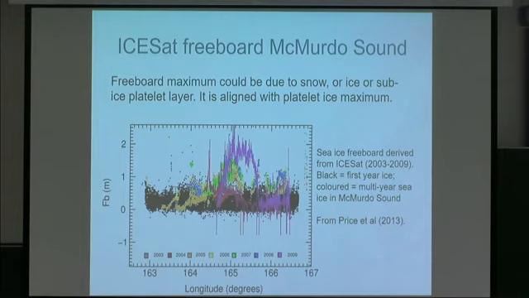So this is some evidence. Without any other evidence, we can't say whether this peak on the multi-year ice is because of snow or because of something under the ice. But I would contend that perhaps this is some evidence that in fact it's the ice crystals coming from under the ice shelf that are affecting the observations here.